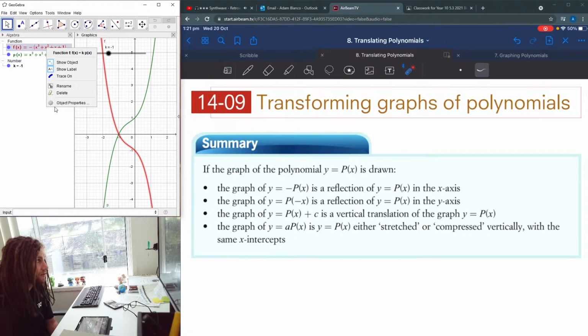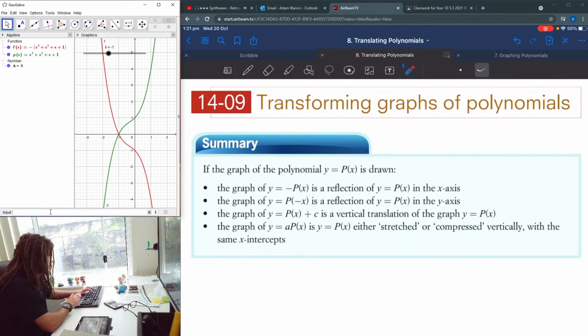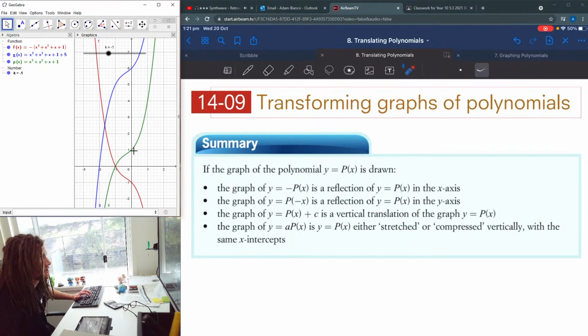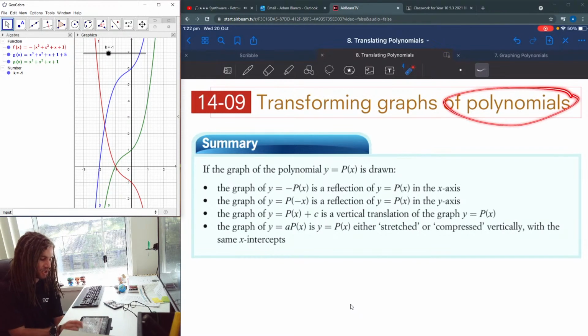If I add a c on the end, then it goes up or down depending on what my c value is. So if I did p of x plus 5, then that's going to raise the whole graph up 5. So that blue one is the same as the green one, just up 5. And the last one, if I multiply my polynomial by a certain number, that either stretches or compresses it. These things we already know. These are things we've done with quadratics, so you would have already seen this. It's just that we're applying it to every polynomial in existence, because everything we learned about quadratics is really transferable to everything we know about polynomials.